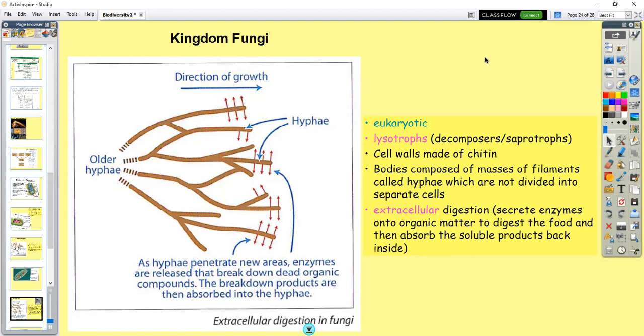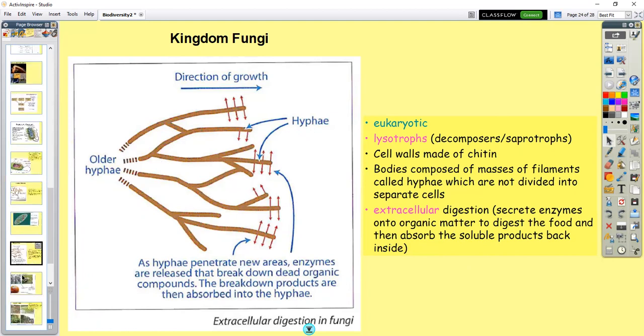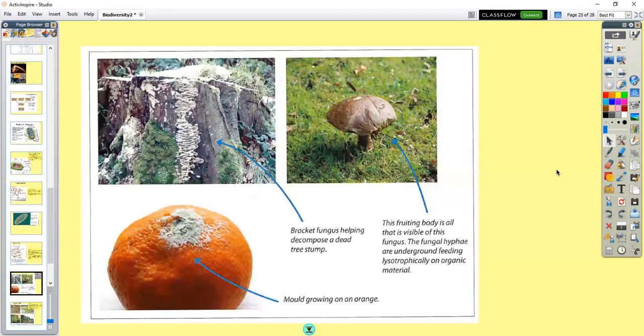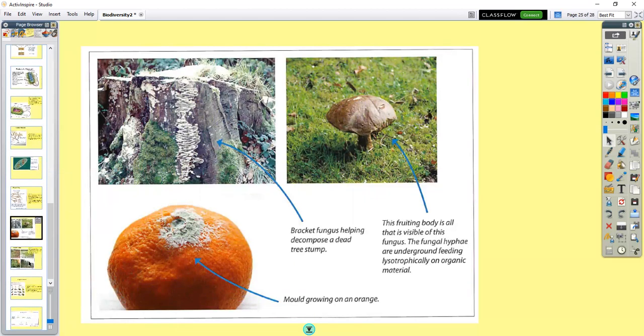It's composed of these filaments called hyphae and not divided into separate cells. They tend to be larger organisms. Digestion is extracellular, so they will digest things outside of the fungi. They produce enzymes to break it down, and then they absorb those soluble products back inside. Some examples of those you can see here. Mold is an example of a fungus. You've got fungus that grows on trees. Mushrooms are also examples of fungi as well.